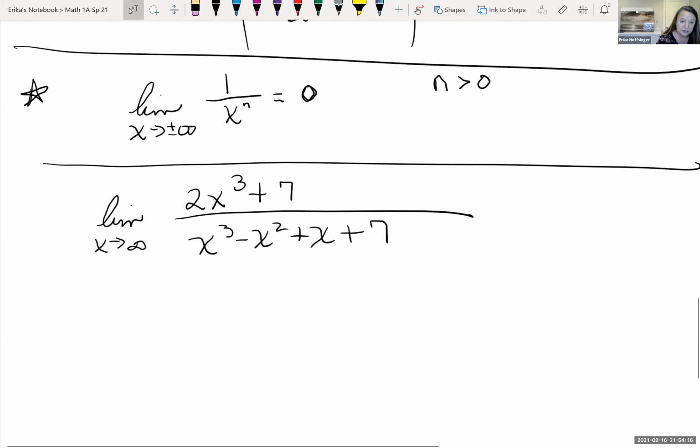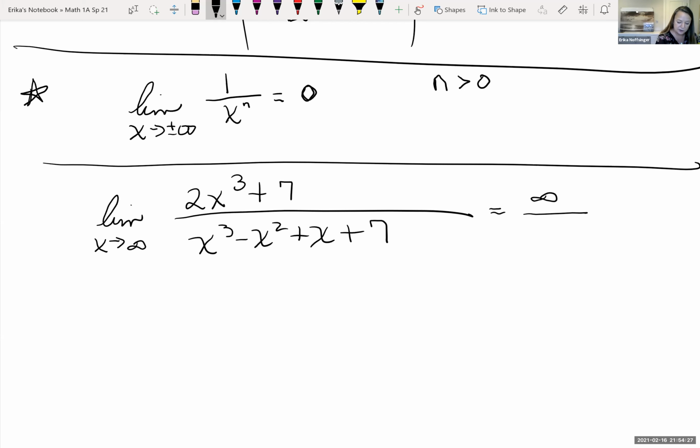Notice if we did direct substitution, we would get infinity on top, because 2 times infinity cubed plus 7 is a number that is going to continue growing up to infinity. If I plugged in infinity down here, all over infinity, this is an indeterminate form, just like 0 over 0 was. And that doesn't mean anything to us.